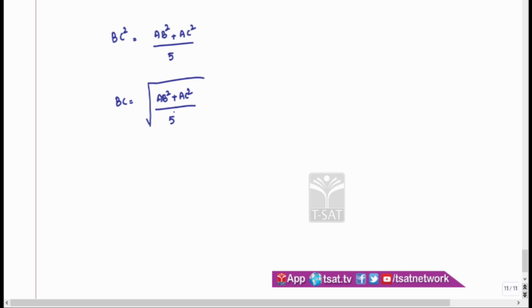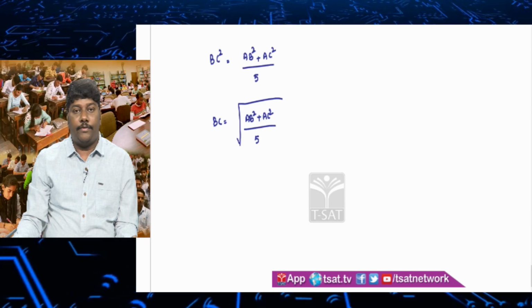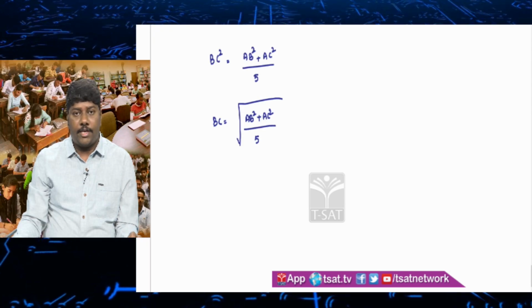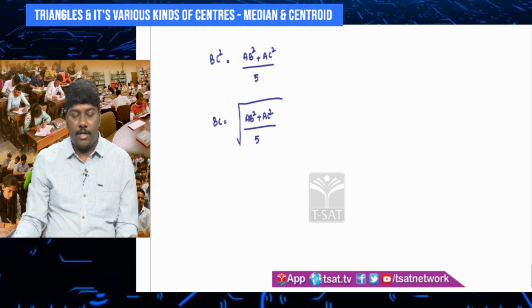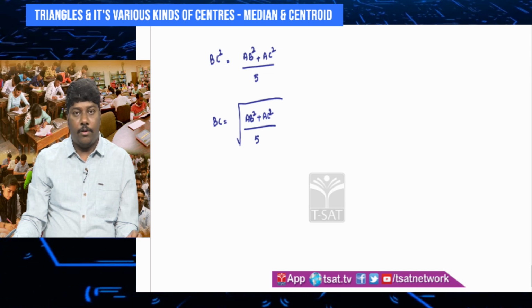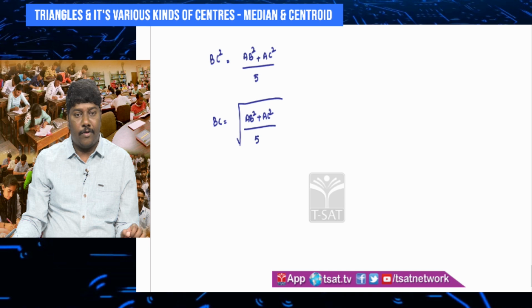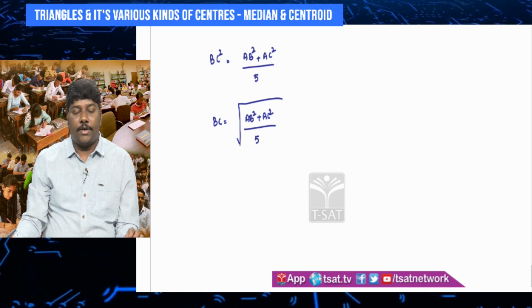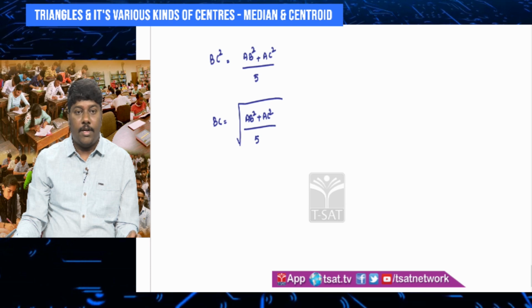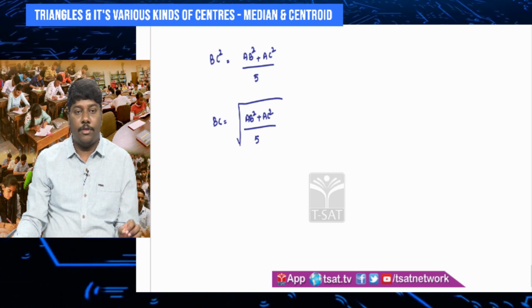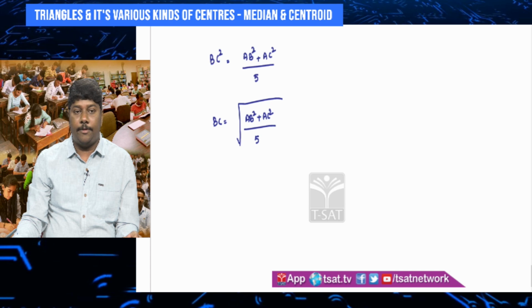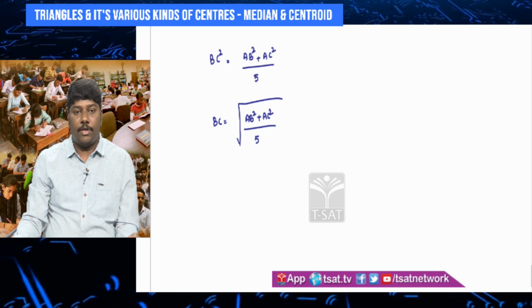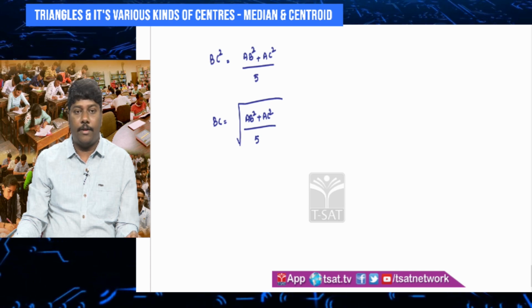So, when medians are perpendicular to each other, this derivation will be most helpful to you. When medians corresponding to two sides are given, remember, in order to find out the length of the third side, the length of the third side is equal to the square root of the sum of squares of the other two sides divided by 5. Here the other two sides corresponding to the medians given are AB and AC. So, BC is equal to under root of (AB square plus AC square) by 5.